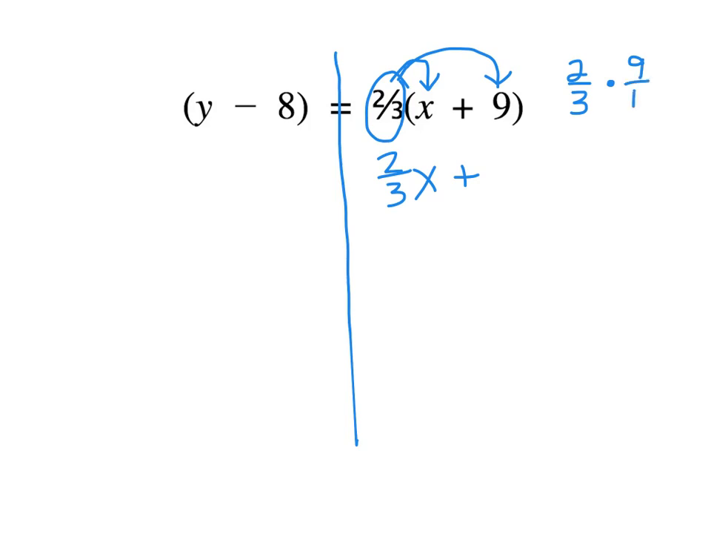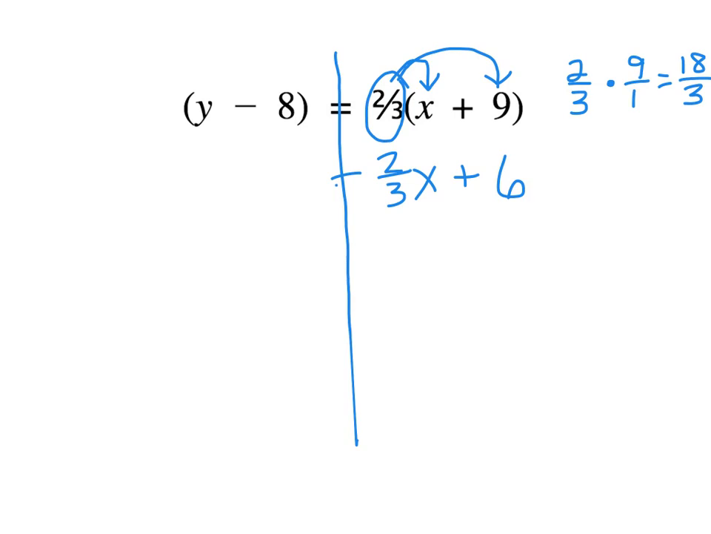over 1. I'm just turning my 9 into a fraction, and then I can multiply straight across. 2 times 9 is 18, and 3 times 1 is 3. And then when I simplify that, 18 divided by 3 gives me 6. That just gives you an idea of what's happening when we multiply fractions.